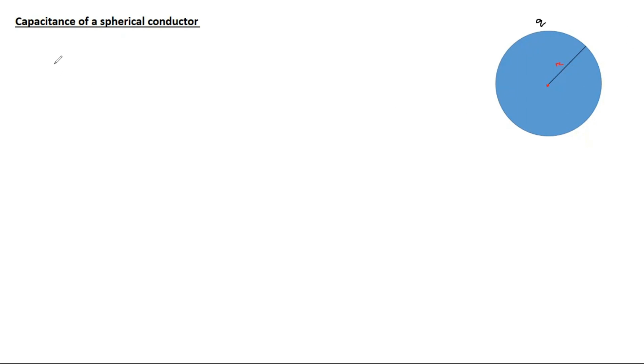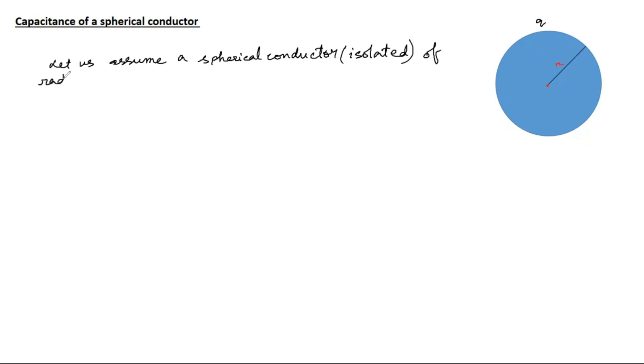So let us assume a spherical conductor. We will refer to it as an isolated spherical conductor of radius r, and you provide it a charge q. Let's say q is the charge given to such a conductor.